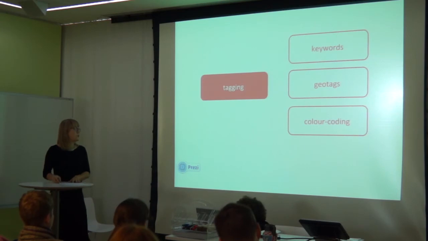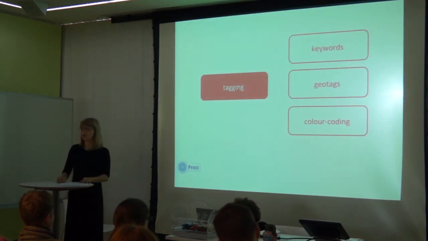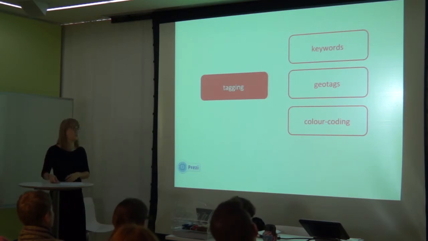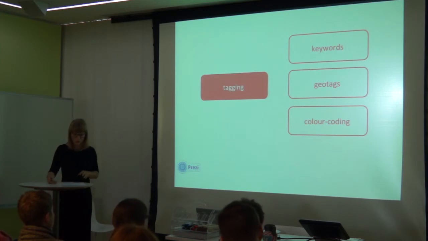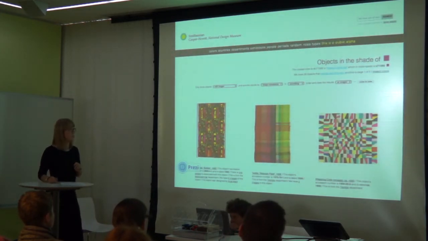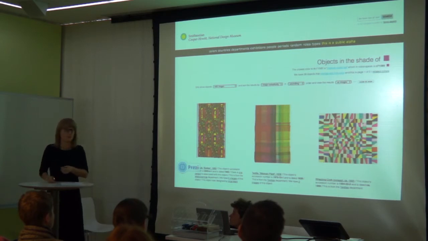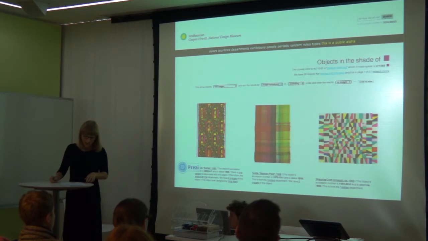And of course, tagging is well known from everywhere now, but it doesn't necessarily mean a keyword, a category. It can also be geotagging, it can also be color coding. And the latter was used by the Cooper Hewitt National Design Museum in New York, and it allows you to see the objects in particular which have a particular color. You might need it for your work, you might need it for your interior design, you might need it for many different purposes, and it's a lovely way also to browse the collection.